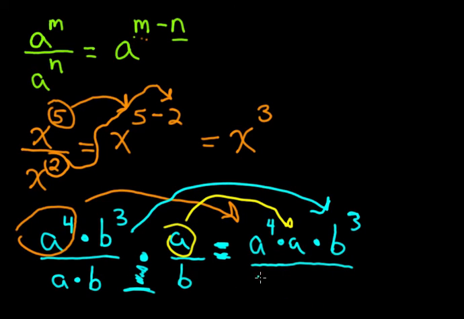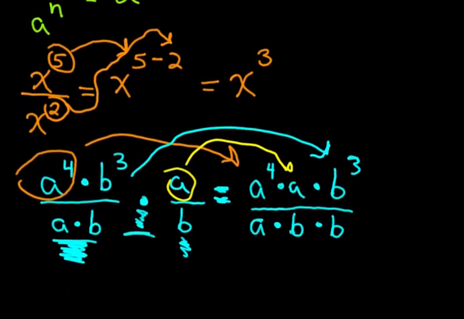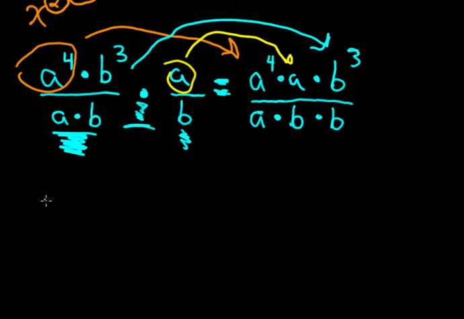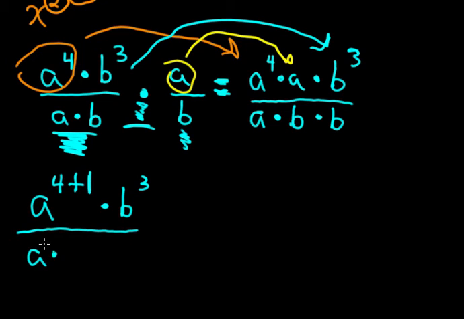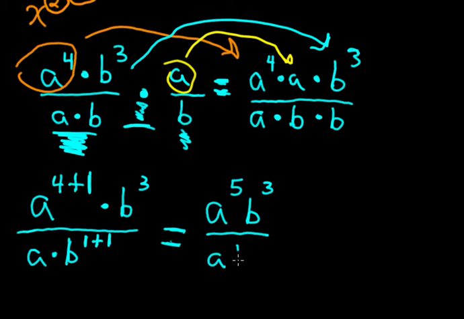Well, I can do the same thing here. I'm going to have a times b. And that's these two terms here. And then this term here gets multiplied here. So I have upstairs a product rule of a to the fourth plus 1 times b to the third over a times b to the 1 plus 1. Simplifying that, upstairs I have a to the fifth, b to the third over a, b to the second.